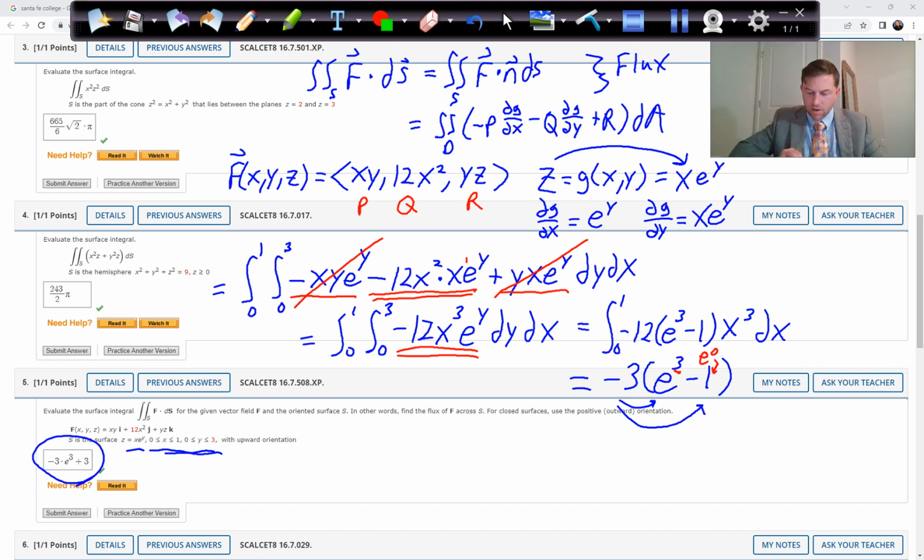Okay, and then when I take an antiderivative of that, up here, all this is constant. So minus 12, e^3 minus 1, it's all constants you can just pull out. So it's really just the antiderivative of x cubed, which is x to the 4 over 4. And then when I plug in 1, you just get 1/4. 1/4 of 12 is 3, and that's it for problem 5.